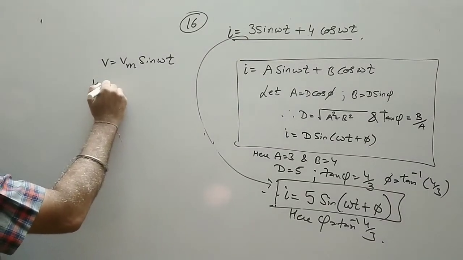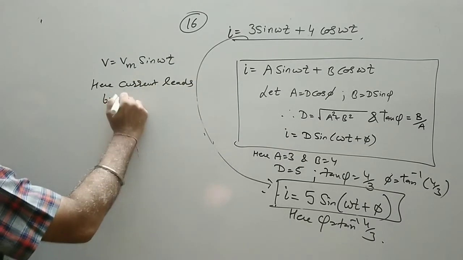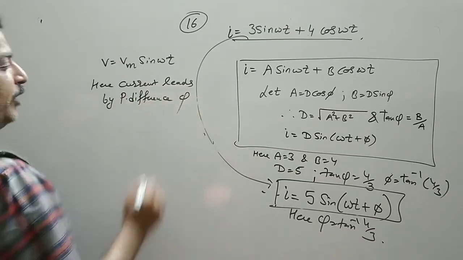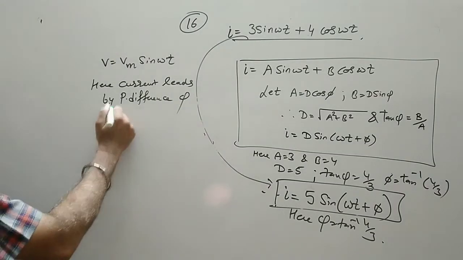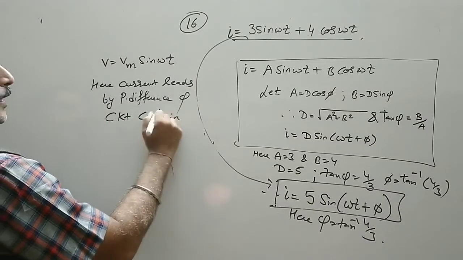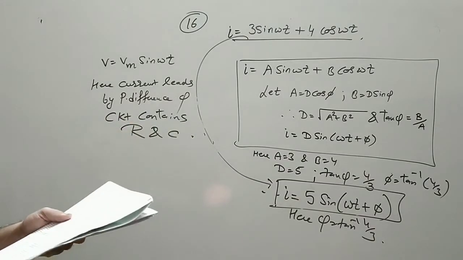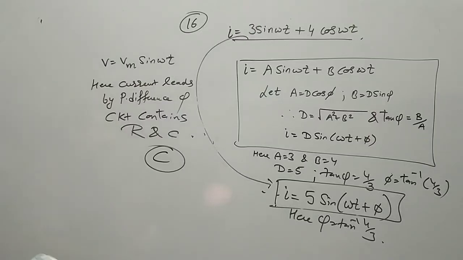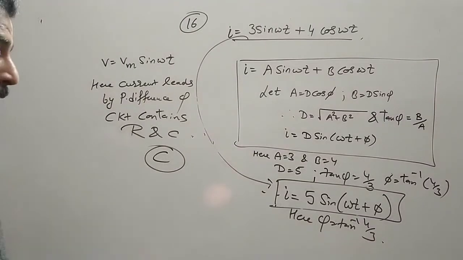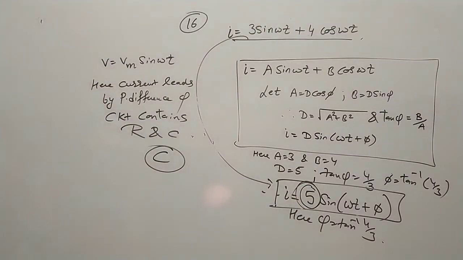So here the current leads by a phase difference or phase angle phi. In which circuit does the current lead? The circuit is capacitive. So the circuit contains R and C. So it should be option number C. If there is a minus sign, then the current will be lagging behind, so the circuit is inductive. The first option says the maximum RMS is 5, but here we have the maximum equal to 5.